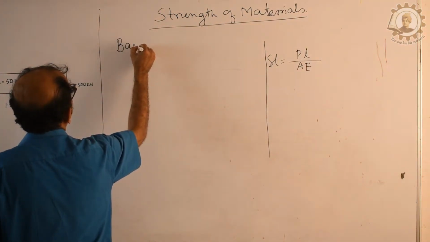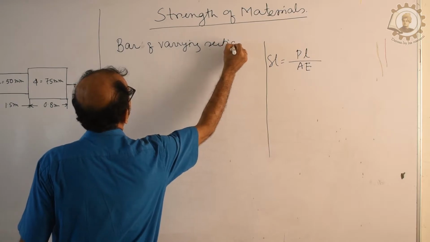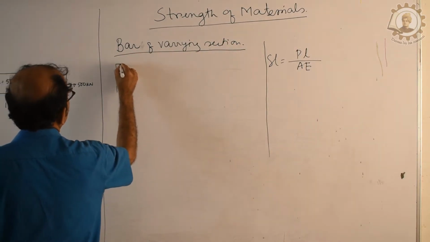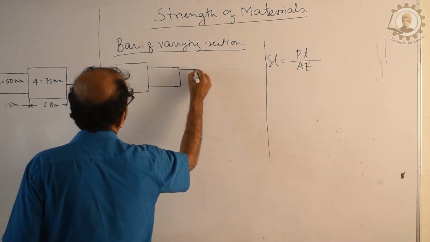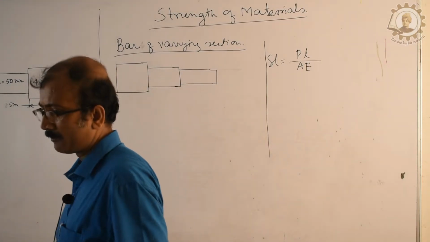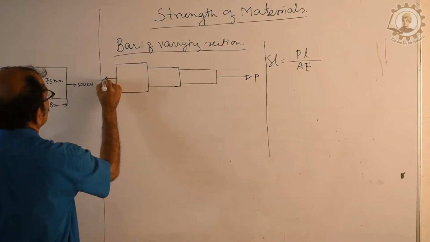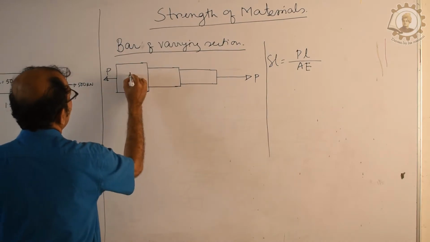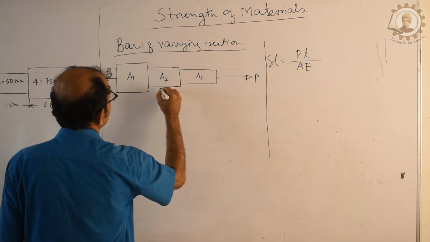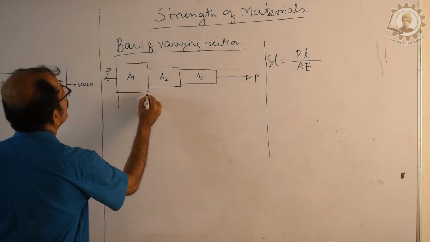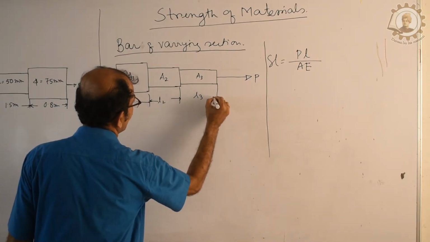Now bars of varying section. Suppose this type of bar is called a step bar or bar of varying section, subjected to the tensile force P. Suppose A1 is the cross section of the first part, A2 and A3 for the second and third ones. L1 is the length of the first part, L2 the second one, and L3 the third one.